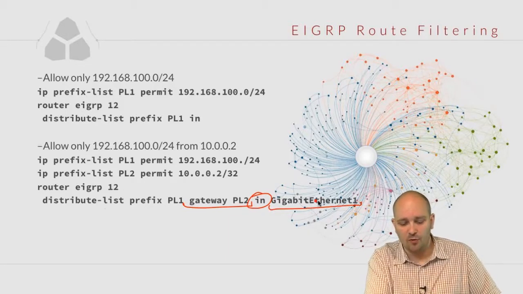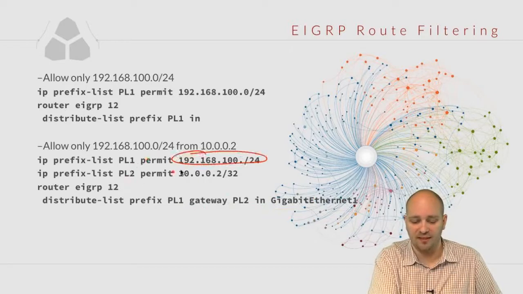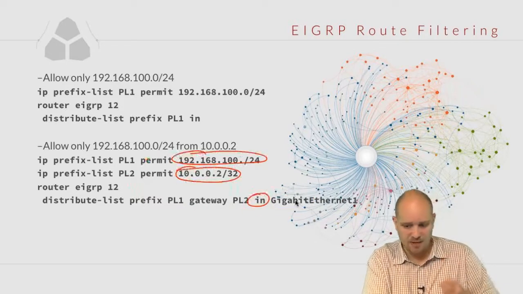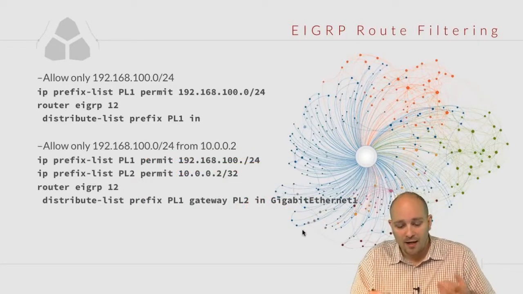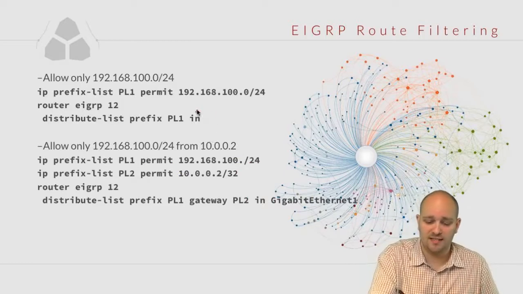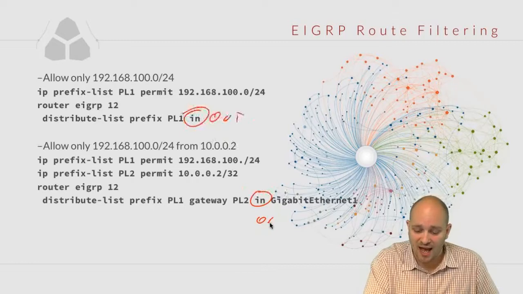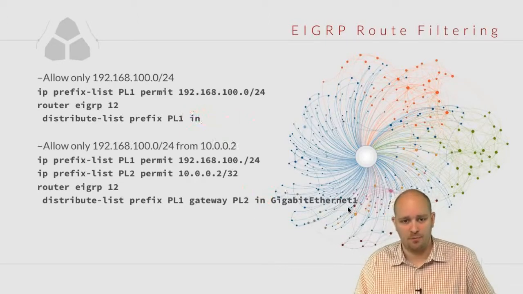So with this configuration here, what we are doing is we are saying allow only this prefix learned from this neighbor if it was learned, that means inbound filtering, from gigabit interface 1. Now keep in mind that in both of these examples I have used the inbound direction, but you can easily use outbound filtering as well. These are just a few examples that I have.